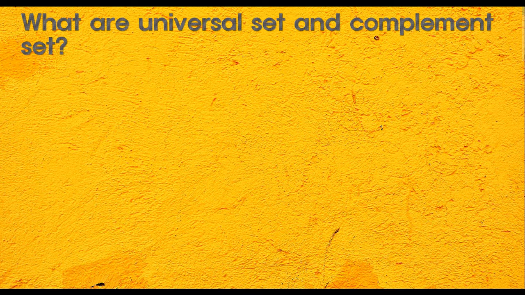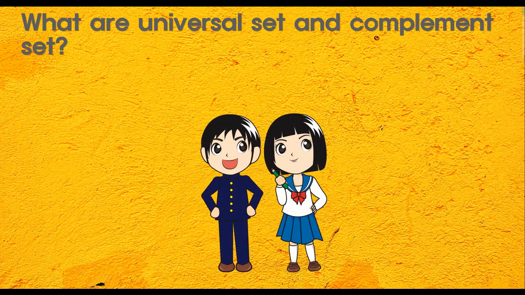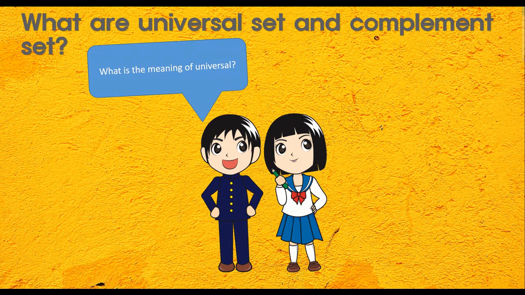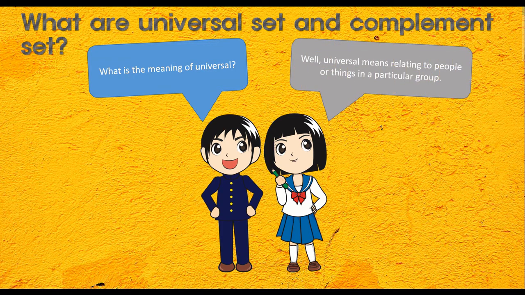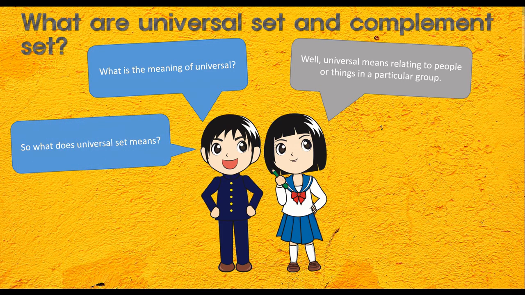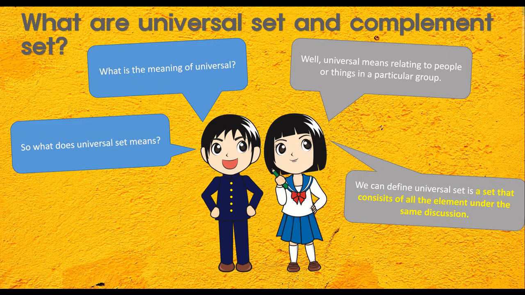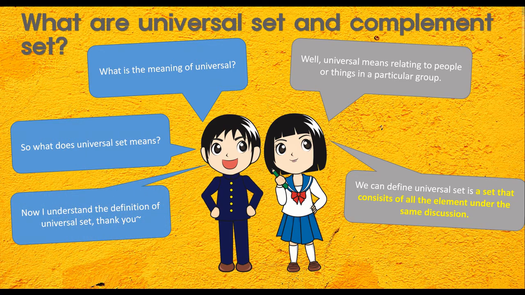So let's look at the conversation which happened between these two students. First, what is the meaning of universal? Well, universal means relating to people or things in a particular group. So, what does universal set mean? We can define universal set as a set that consists of all the elements under the same discussion. Now I understand the definition of the universal set.